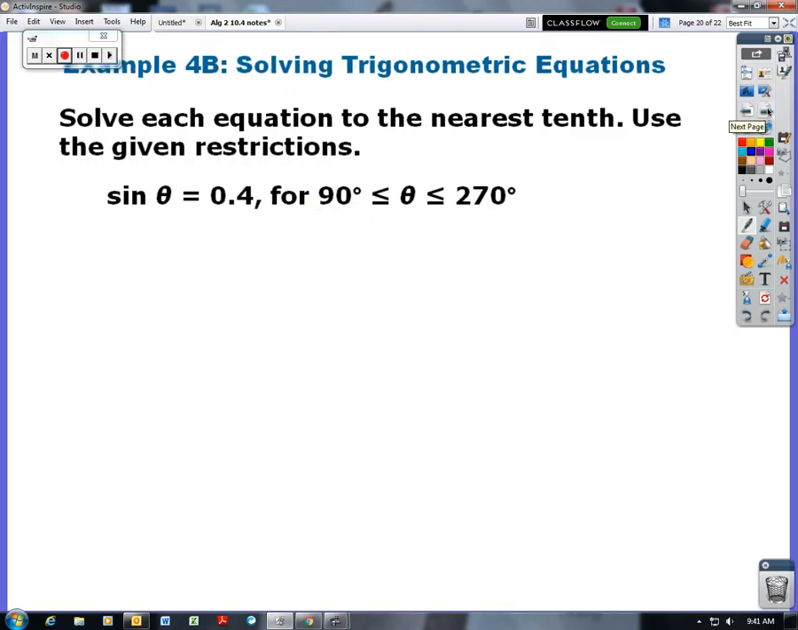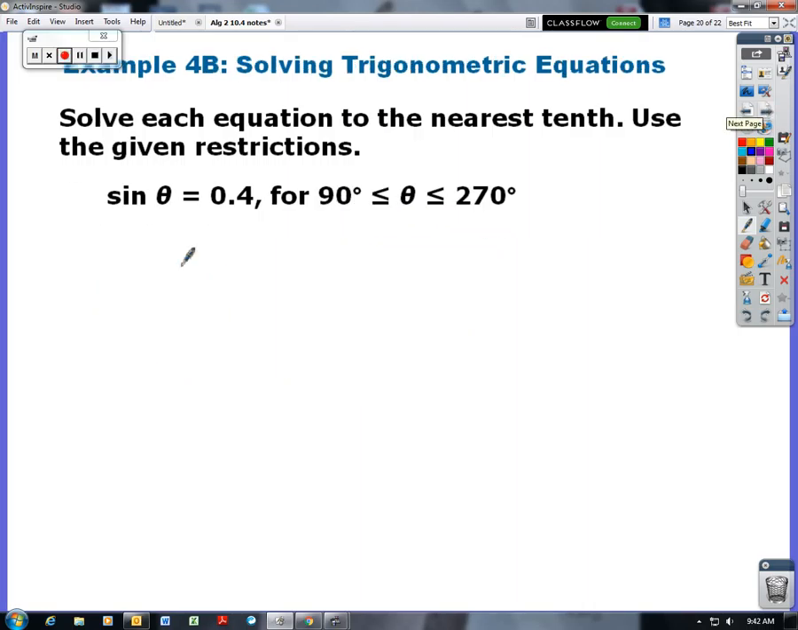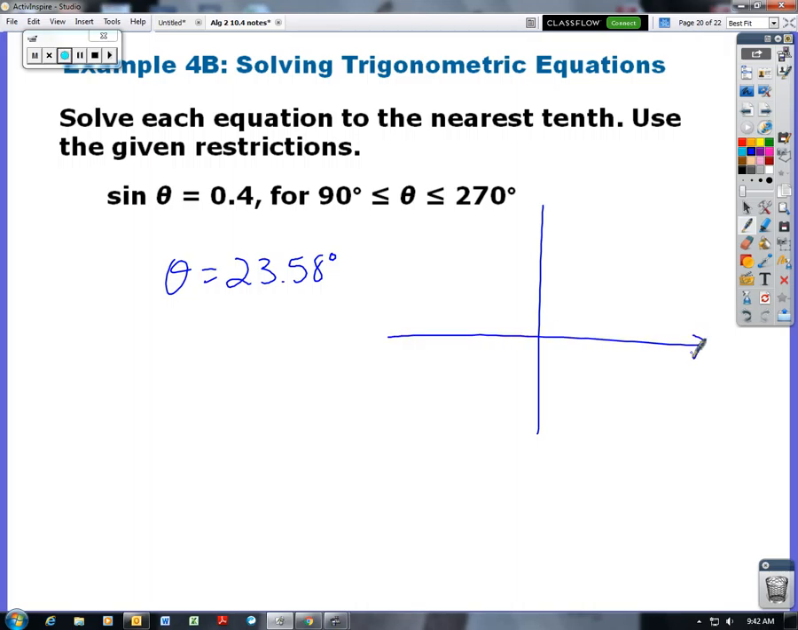Okay, same problem, but this time we're restricted to between 90 and 270. So I already know that when I go to my calculator, theta equals 23.58 degrees. Well, that is clearly not between 90 and 270. But because we know these things are cyclic, we can figure this out. 23.58 degrees would be right here. That's the given answer.